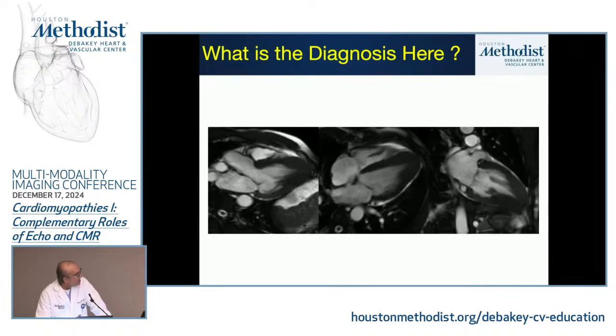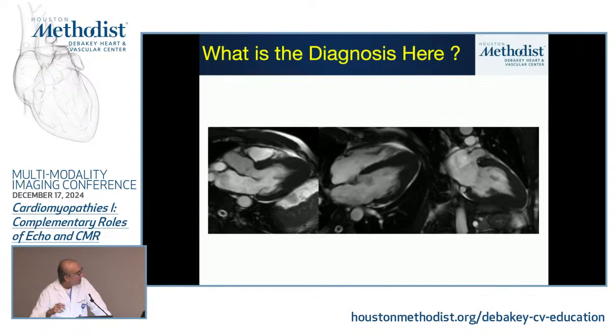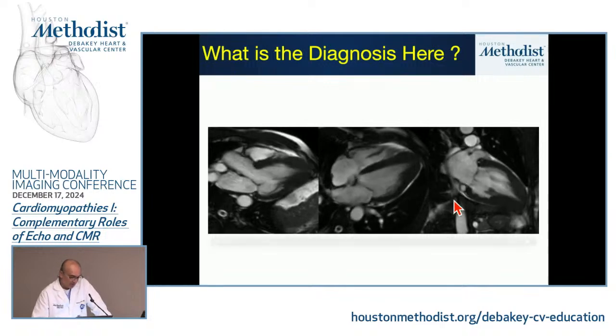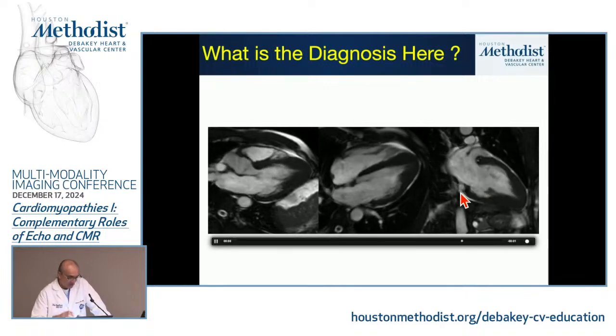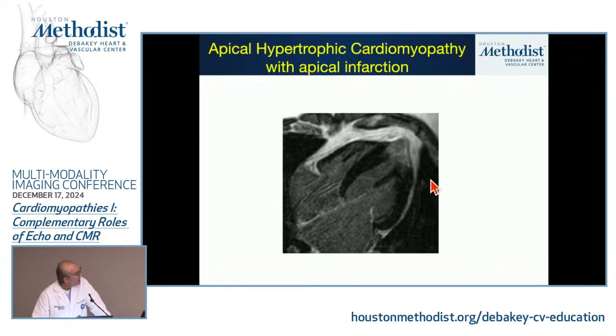If I show you the cine images here, I think all of us would say this is a pretty easy diagnosis, right? You've got increased wall thickness, which is primarily in the apical region. This is a classic example of apical hypertrophic cardiomyopathy. But if we now apply our delayed enhancement MRI, it gives us additional information beyond what we can see from morphology and function, which is that there is in fact an apical infarct here. And this is something that occurs in the setting of apical hypertrophic cardiomyopathy due to apical trapping.